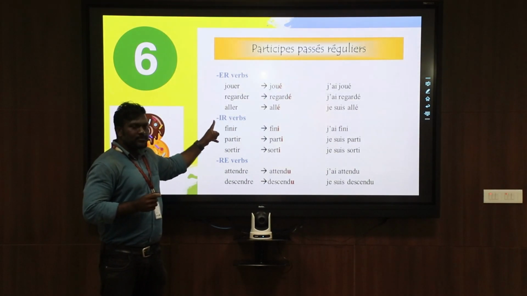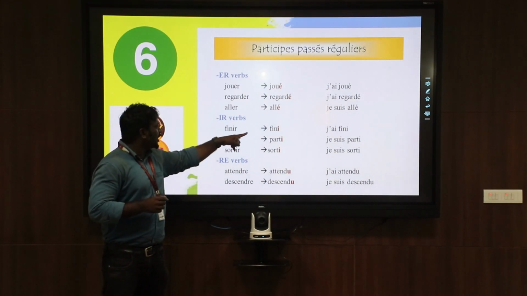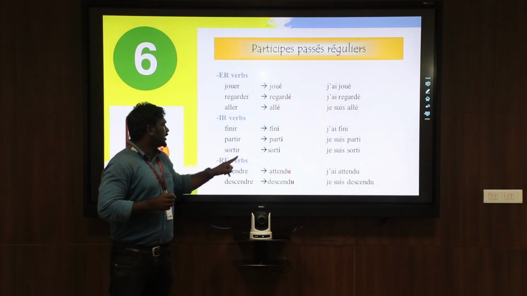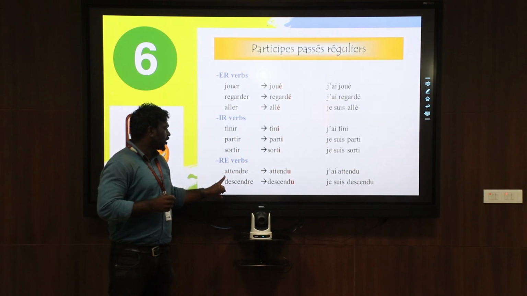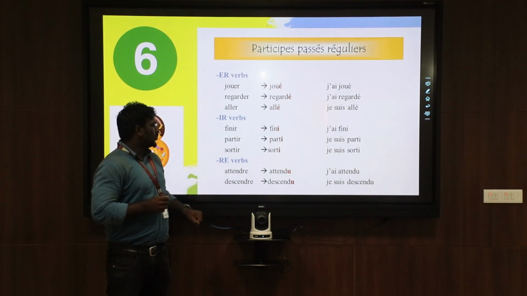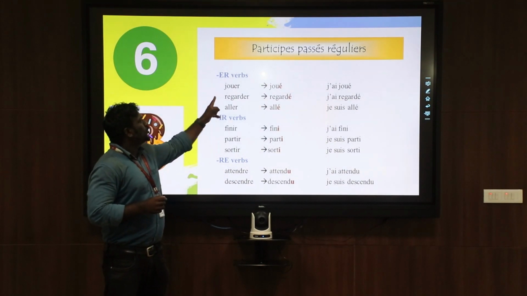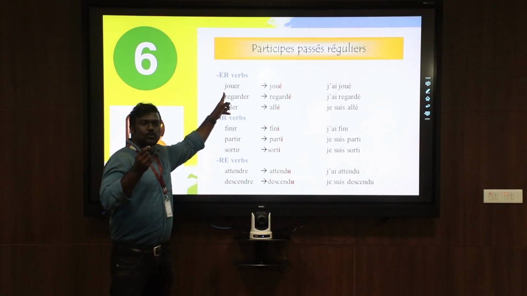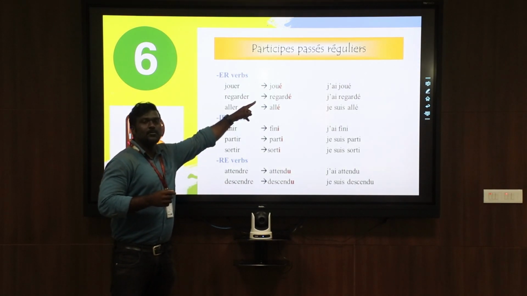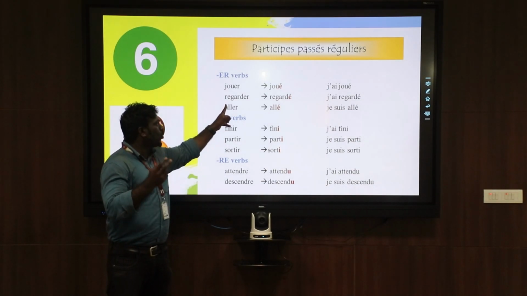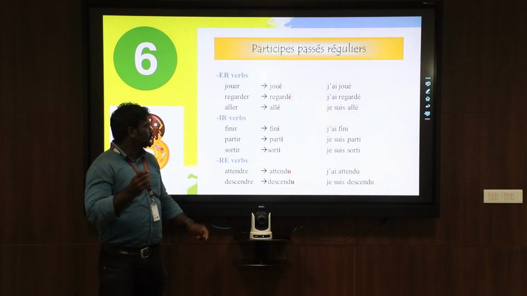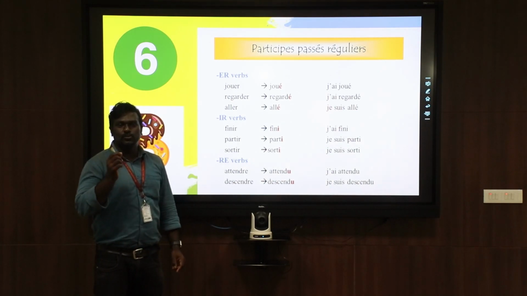If the verb ends with ir, you have to put i instead of ir. If the verb ends with re, you have to put u instead of re. Okay. So jouer is to play. Jouer, played. Regarder is to see, to look out, to watch. Regarder, watched. Aller is to go.